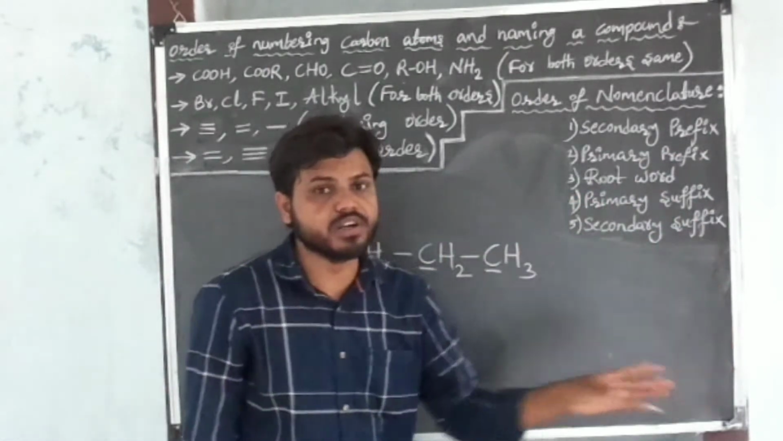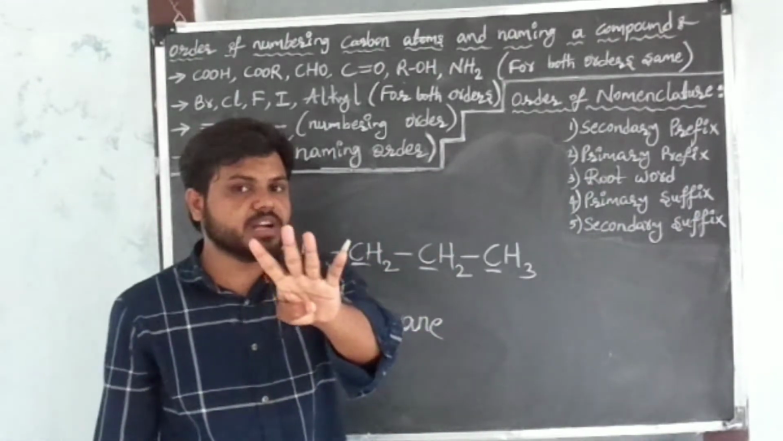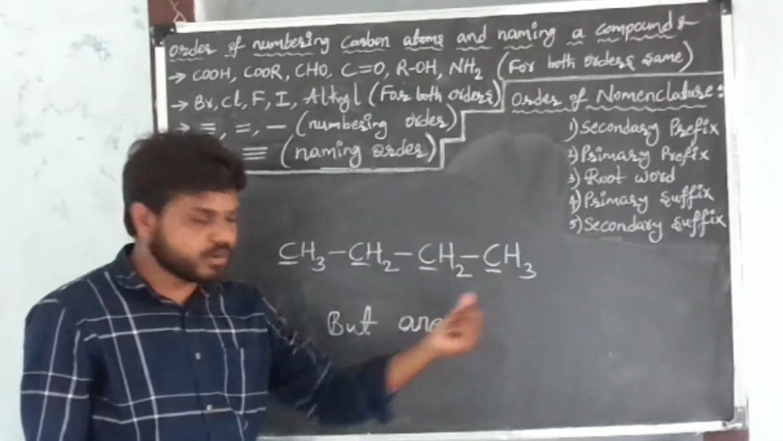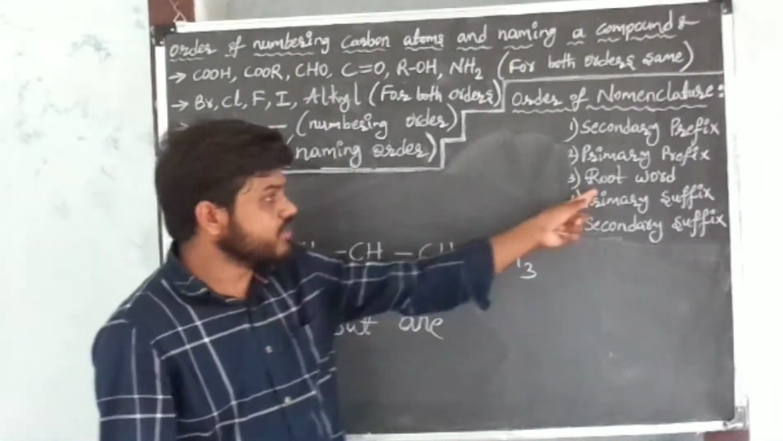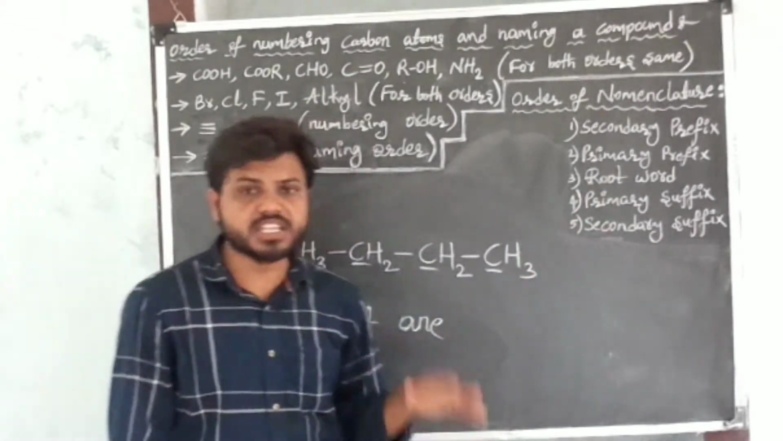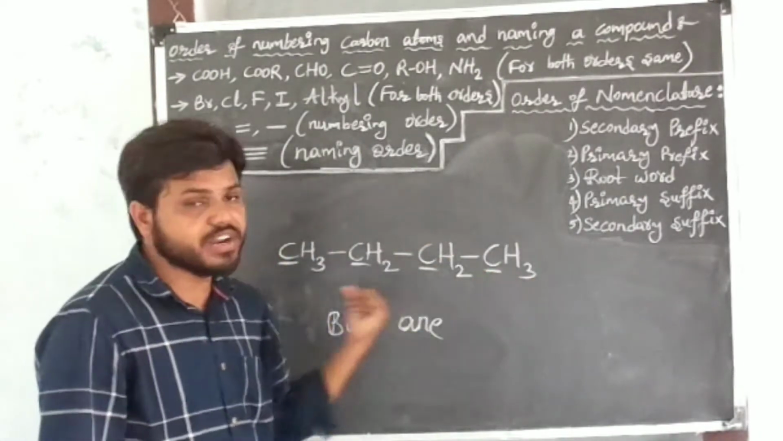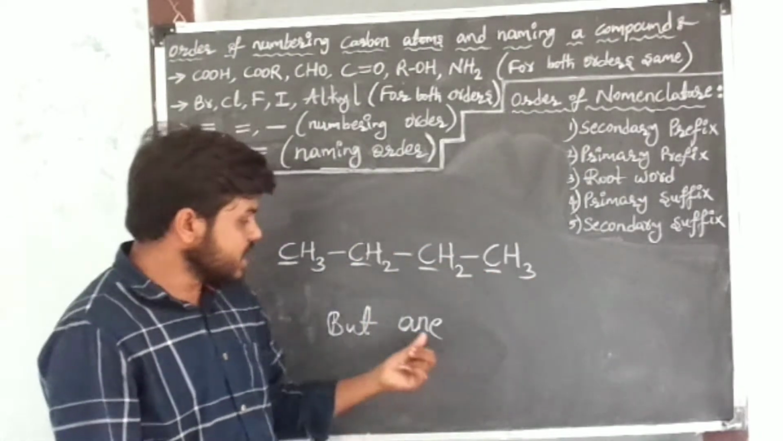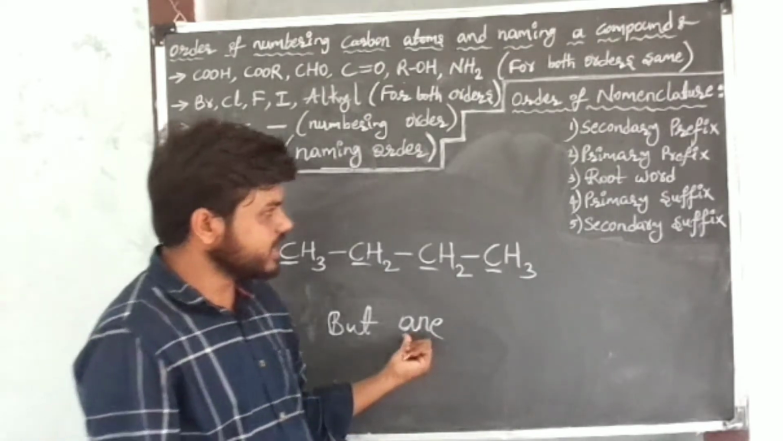Then go to the root word. Root word means the number of carbon atoms. In the given carbon compound, 4 carbon atoms are there. The root word of 4 carbon atoms is but. After writing the root word, go to the primary suffix. Primary suffixes are single bonds, double bonds, triple bonds. Between every 2 atoms, single bonds are present. That's why I write the suffix of single bond, that is ane.